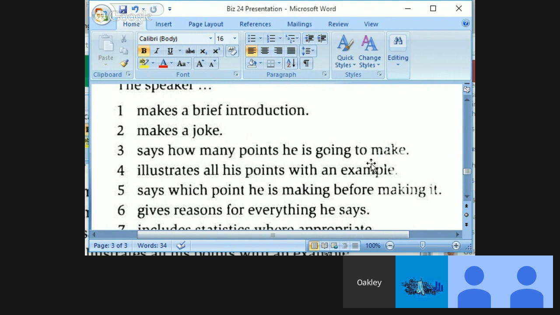So I don't know if "how many points" is very accurate here. I would say something more like a brief outline of what you're going to do. Say what you're going to do. I strongly believe that you should do this. I think this is very important. It helps people predict where your information is coming, so information that's important to them they can listen for.